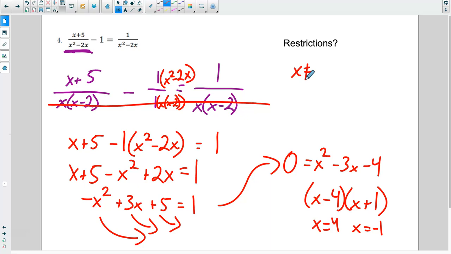What restrictions do we have? X cannot be 0 and 2. Questions?